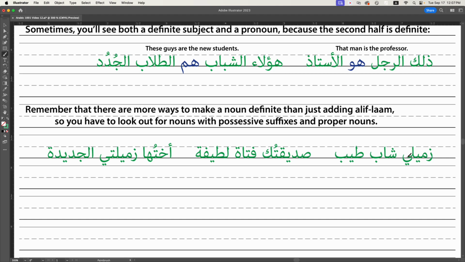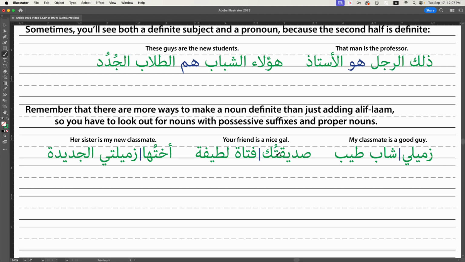So zamili, definite because of the damir, the pronoun. Shab, indefinite. That's what makes it a sentence here. So my classmate is a good guy. By the same token, you can use the kaf on the end to make it your. So sadiqatuk. Now what happened here?